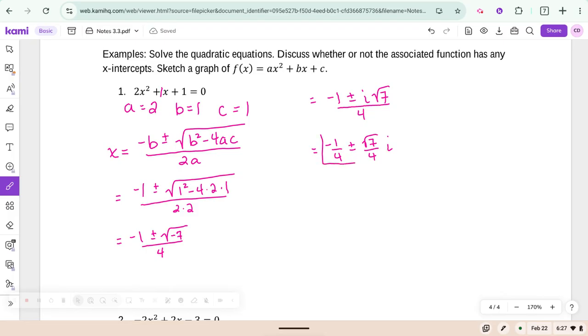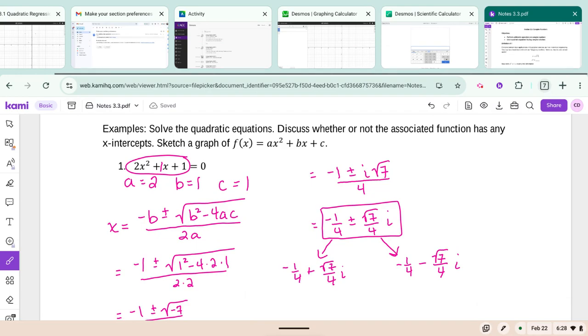Now we might leave this in this form, but I do want to remind you that this answer does represent two solutions. They're both imaginary solutions, but one solution is negative 1/4 plus the square root of 7 over 4 i, and the other solution is negative 1/4 minus the square root of 7 over 4 i. So those are both complex imaginary solutions. If you were to graph 2x squared plus x plus 1, you would see that it does not cross the x-axis because it has two complex solutions.